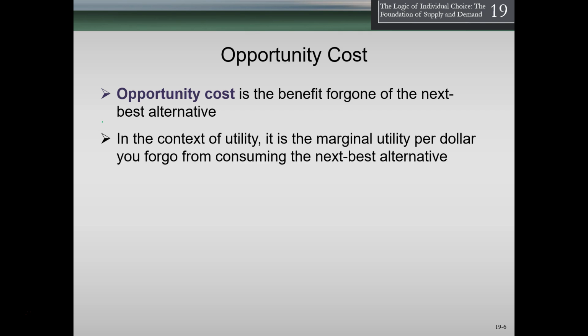And in the context of utility, it is the marginal utility per dollar you forego from consuming the next best alternative. So notice we're going to take the same idea and try to quantify it just as we've done before. We can think about the opportunity cost intuitively, and now we're going to put it into a quantity, being the marginal utility per dollar that we're going to forego, of course, from taking the thing that we did do, from consuming the next best alternative.